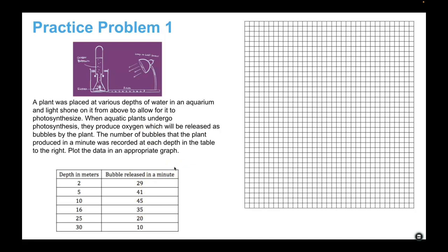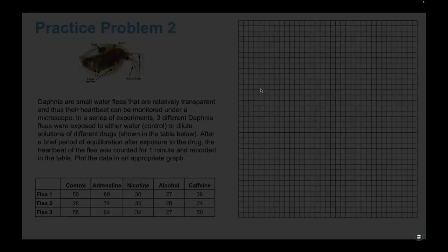And so what type of graph do you think you're going to be using if you're doing bubbles released in a minute throughout water depth? Think about that. And you are going to use a line graph again for this example. Remember, if it's time, use a line. So again, this is continuous data.